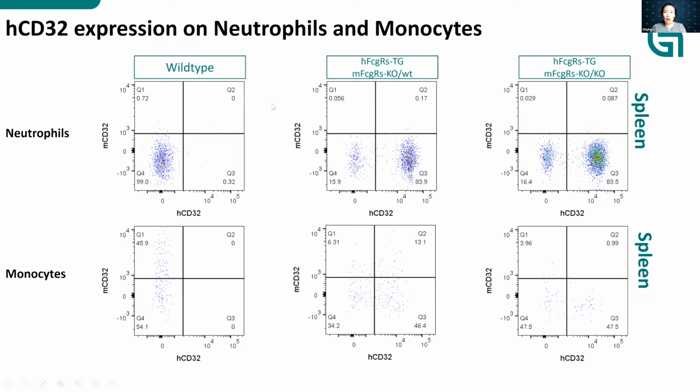So in our validation, as you can tell, this is by flow cytometry. In the humanized animal, the neutrophils express CD32. Although in the wild type animal, they're not supposed to express mouse CD32, so they don't. And in the monocyte situation, the wild type animal expresses CD32 on the surface of the monocytes very well, as they're supposed to. And then in the fully humanized animal with the mouse knockout, the CD32 is only expressed in the human portion, as you can see.